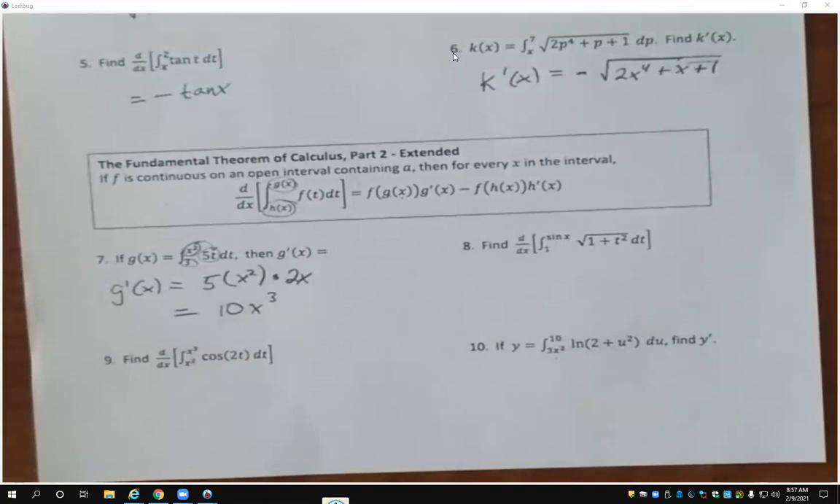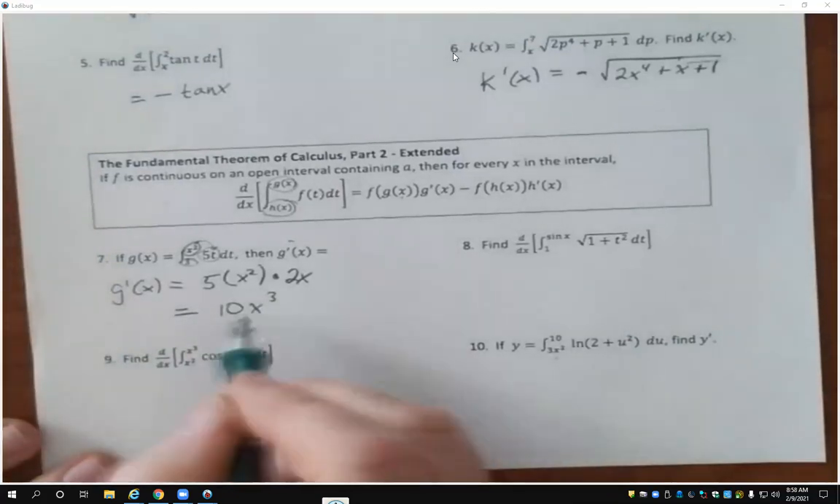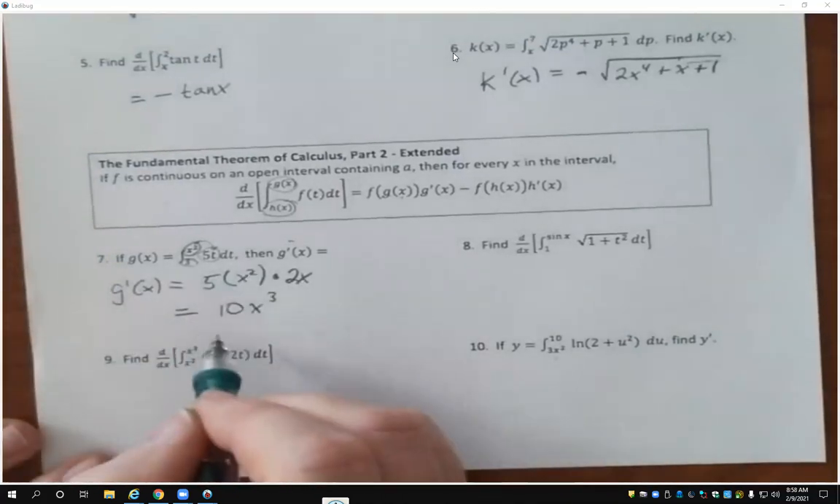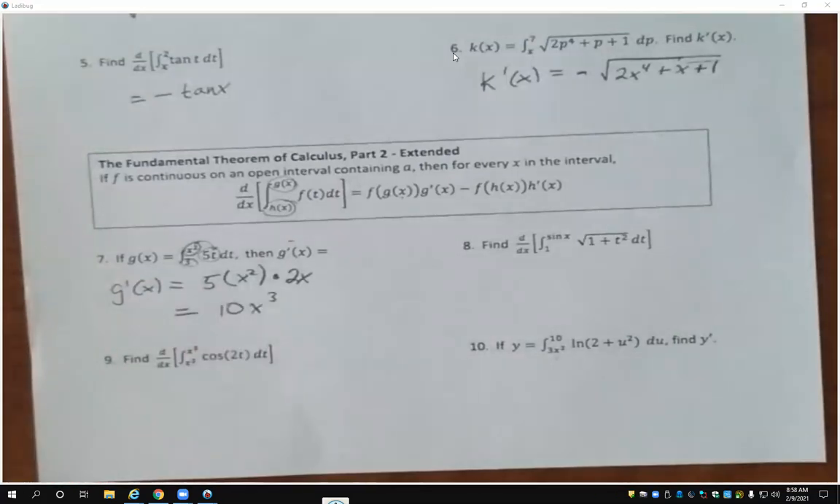Okay, again, one more time. We could take the antiderivative of 5t, and that would be 5 halves t squared. And then we plug in x squared into 5 halves t squared, and we plug in 3 into 5 halves t squared, and we subtract them, and we get 10x cubed. But instead of having to do all that work, now we have the fundamental theorem of calculus part 2, which is kind of like a shortcut to getting there.